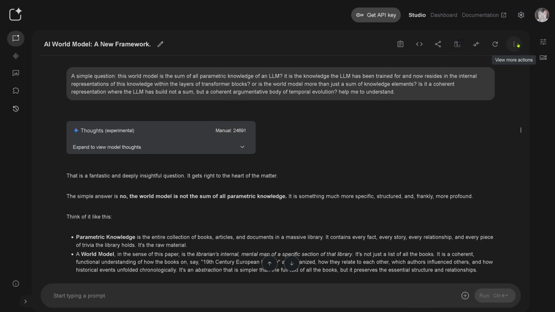So let's get rid of this, have a look. And now here you see my discussion that I have. I say, hey, a simple question. This world model is the sum of all parametric knowledge of an LLM, no? It is the knowledge the LLM has been trained for and now resides in the internal representation of this knowledge within the layer of the transformer blocks, no? Or is the world model more than just the sum of the knowledge element? Is it a coherent representation where the LLM has built not a sum, but a coherent augmentative body, including a temporal evolution? Help me to understand.